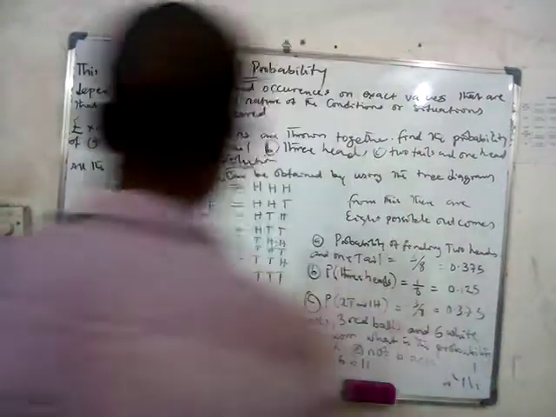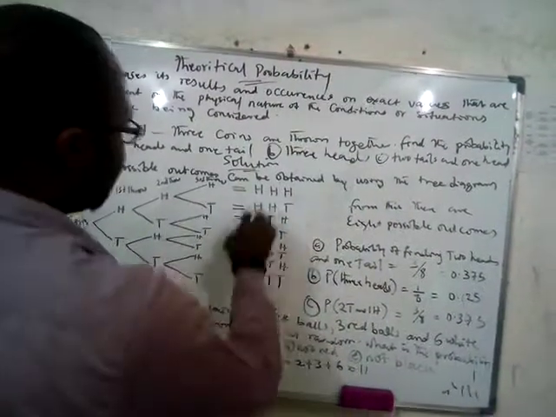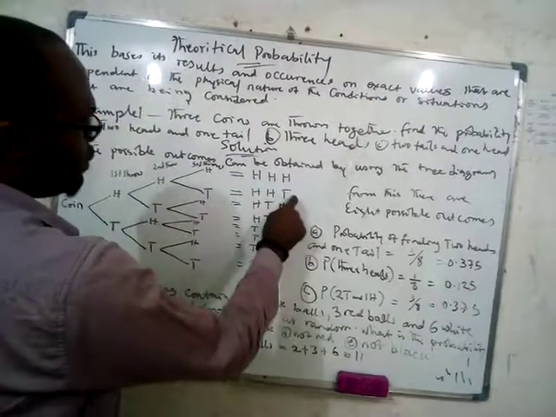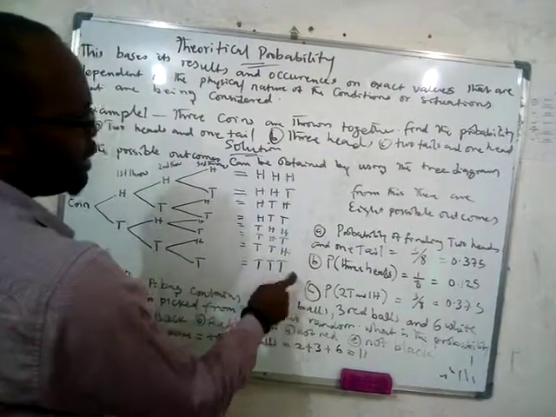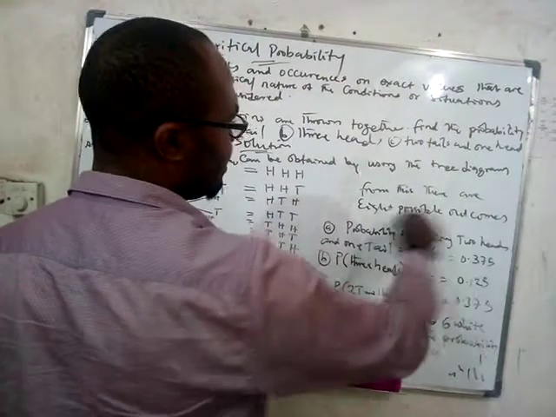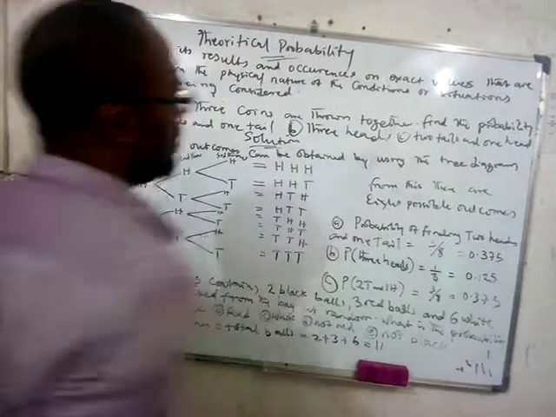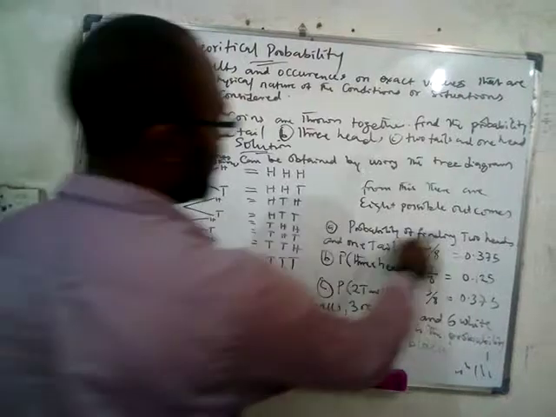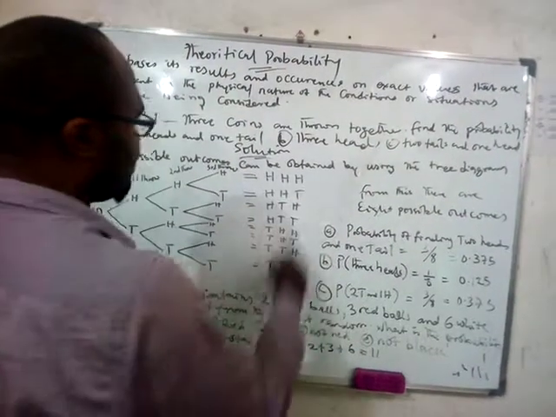So if you're asked now, what is the total possible outcome? 1, 2, 3, 4, 5, 6, 7, 8. Can you see it? There are 8 possible outcomes. So what is the probability of finding 2 heads? You come and check the ones that have 2 heads.